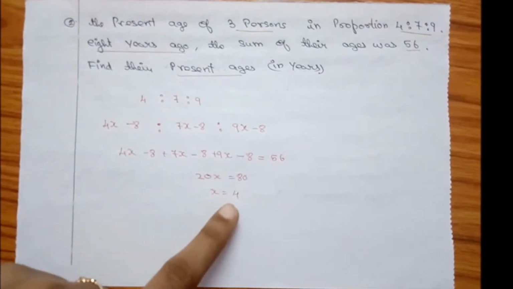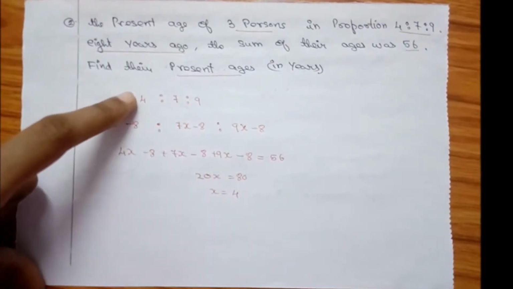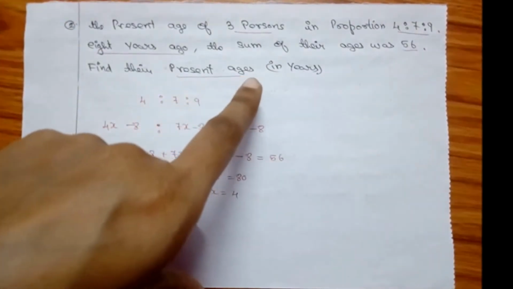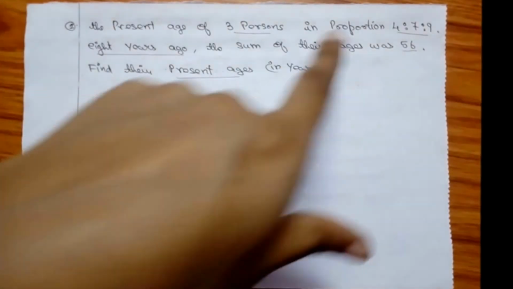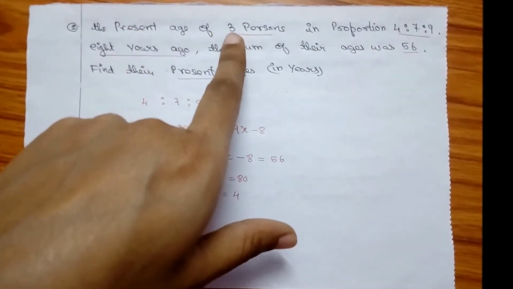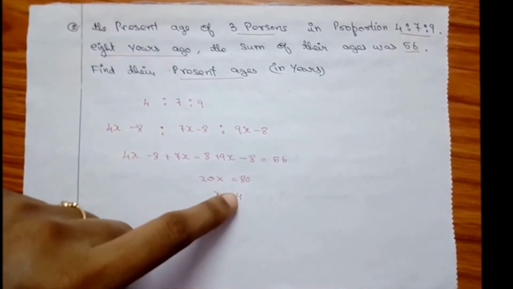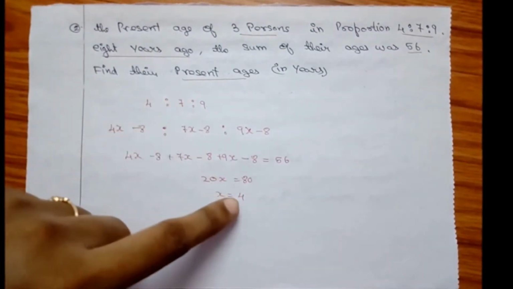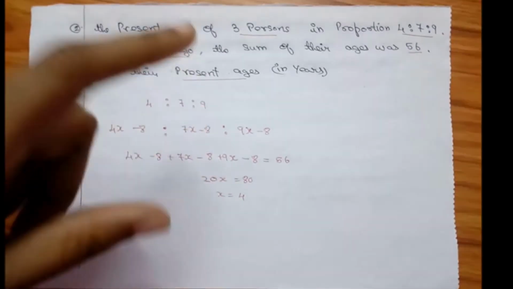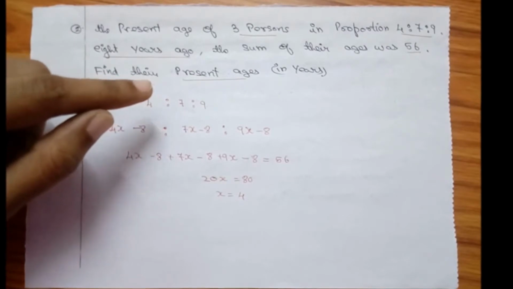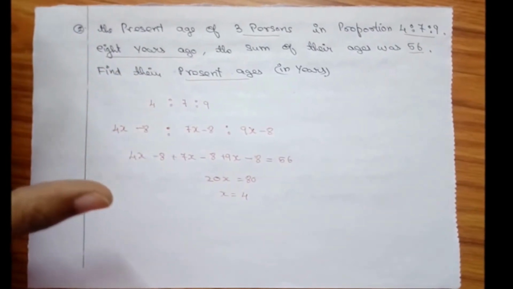I need to multiply this x equal to 4 in the old ratio which they have given to find the present age, as the old ratio is the ratio of these three persons at the present age. So I will multiply 4 with 4, 4 with 7, and again 4 with 9. Then I will get the ages of these three persons separately, that is the present age.